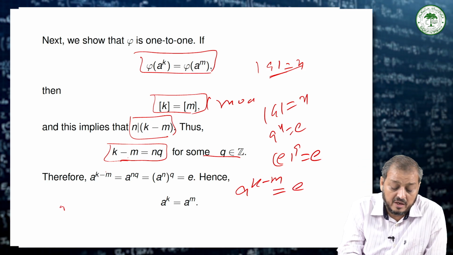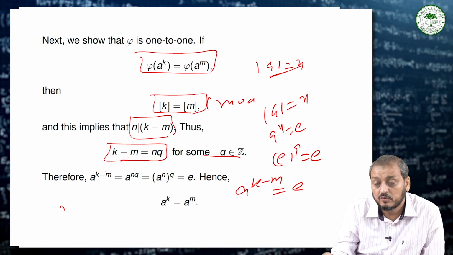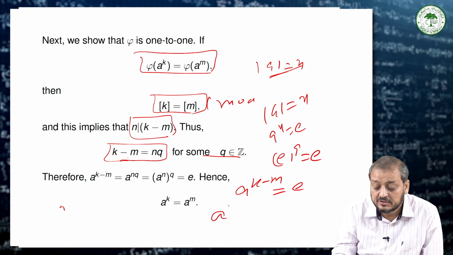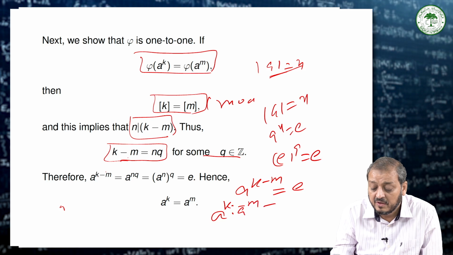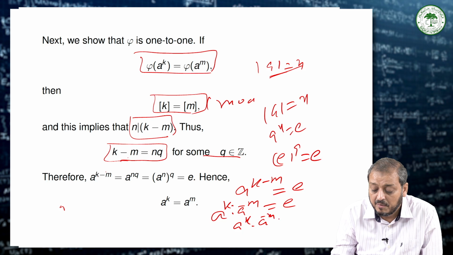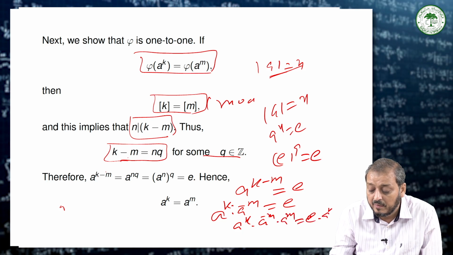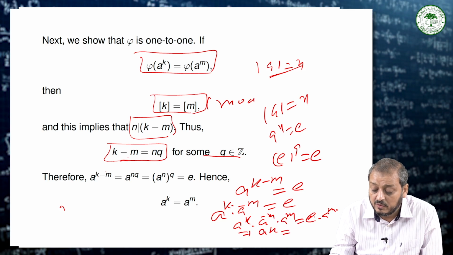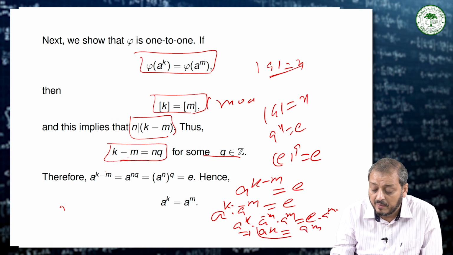Now this group is a cyclic group generated by a, so all its elements are some powers of a. So a to the power k into a to the power minus m is equal to identity. We can write a to the power k, a to the power minus m into a to the power m is equal to e into a to the power m, so a to the power k is equal to identity times a to the power m, which is a to the power m.